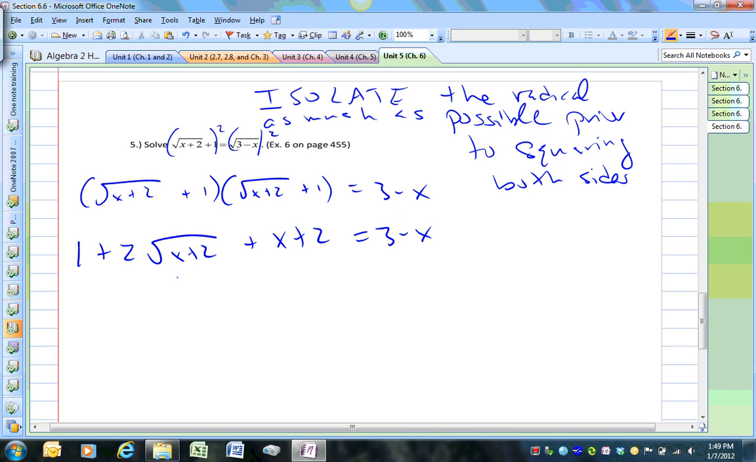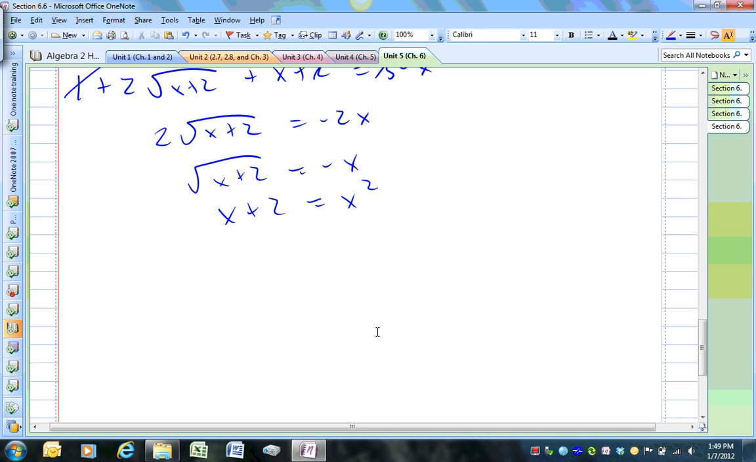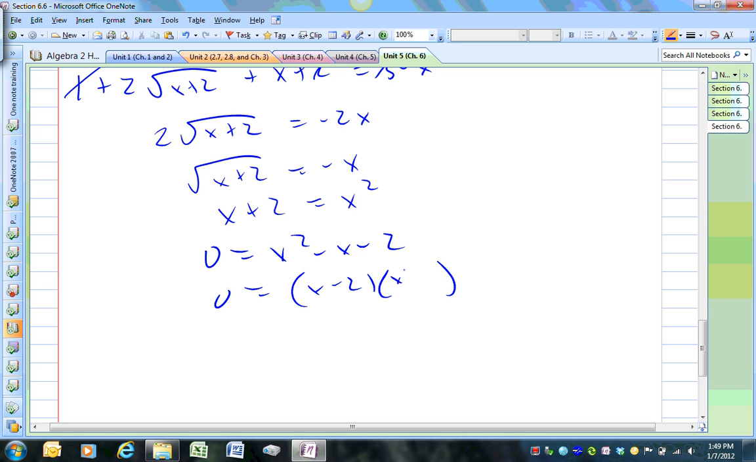Then continue your isolation process. These will all cancel. Divide by 2. Now square both sides. Remember, negative x times negative x is x squared. Move things around. And so we get 2 answers, 2 or negative 1.